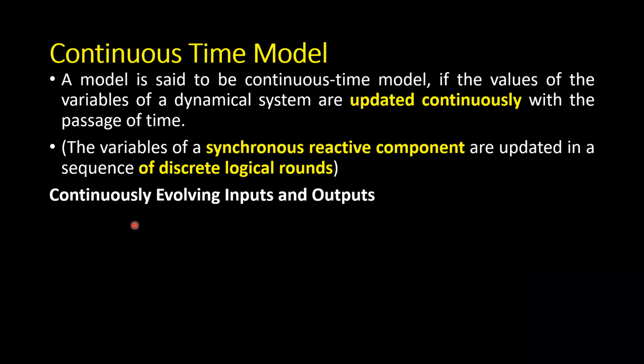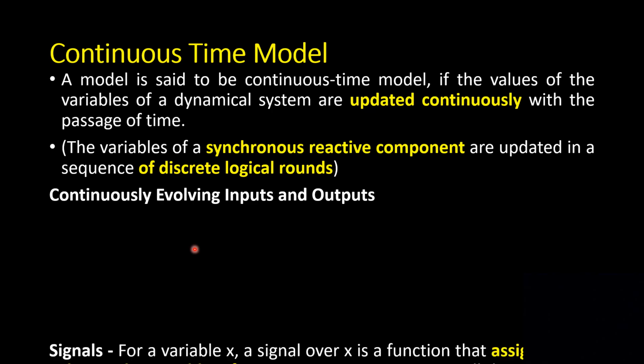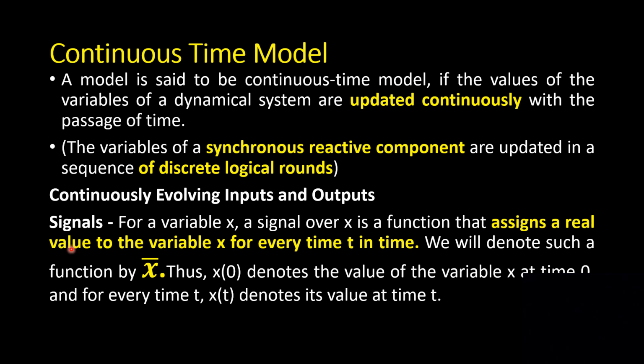Now let us see what is meant by continuous inputs and continuous outputs. So dealing with continuously evolving inputs, we have a variable called signals. We will be using the term signals very frequently over here. So what is meant by signals? For a variable x, a signal over x is a function that assigns a real value to the variable x for every time t in time. We will denote such a function by x bar.